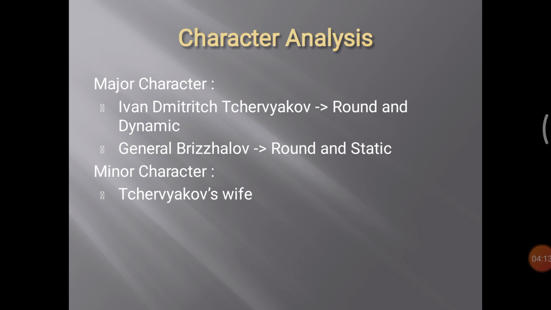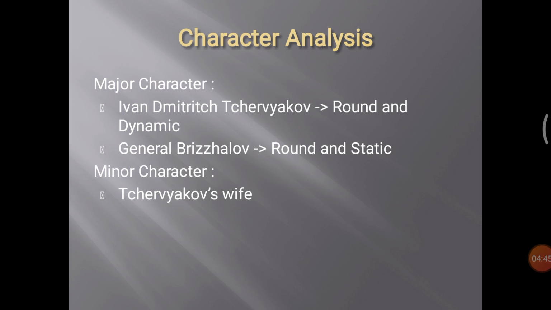And then next is General Brizhalov. General Brizhalov is a round character because he can also feel human senses like anger. And then Brizhalov is a static character because he still ignores the apology from Chervyakov from the beginning of the story until the end of the story.